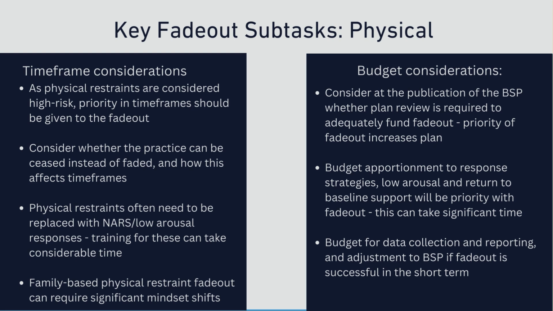Look at your budget apportionment. Look at response strategies, low arousal, and return to baseline support. And that helps with the fade out and creates a bit more speed behind it, but it can take significant time. This may take more time than the one to one support with the person themselves, particularly if you're finding that physical restraint is occurring frequently.